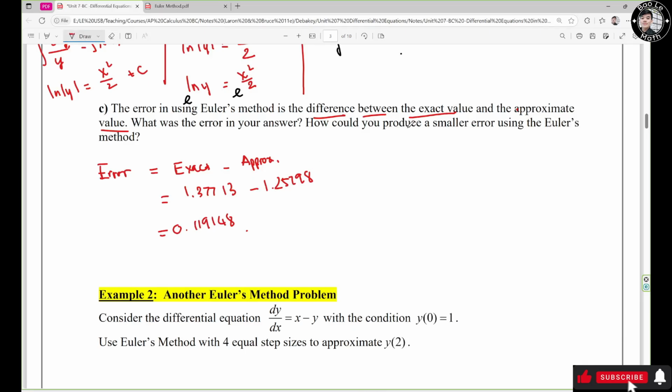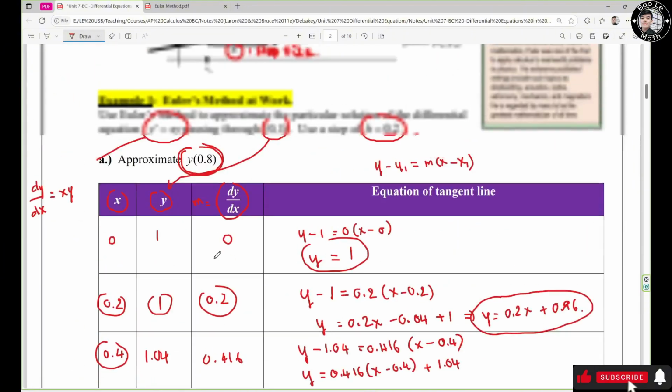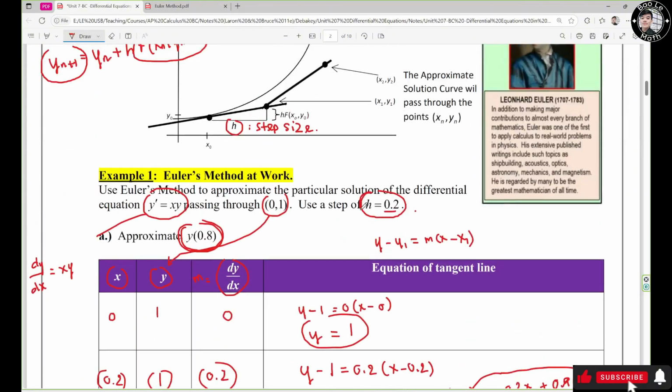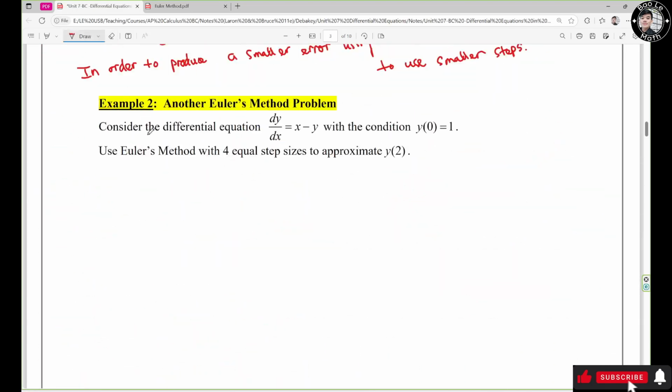Now, how could you produce a smaller error using the Euler method? Alright, in order to produce a smaller error, we need to use a smaller step size. We need to reduce the step size right here. The step size is 0.2. We need to reduce this one. So, now let's move on to example number 2.